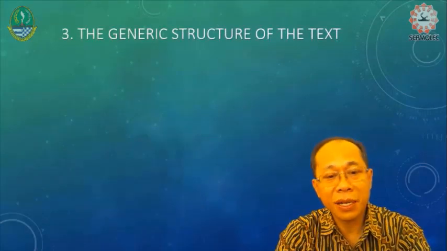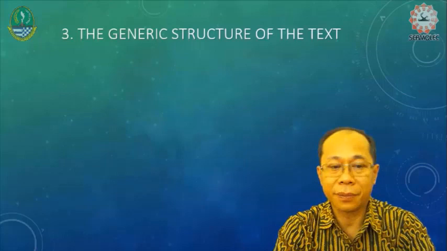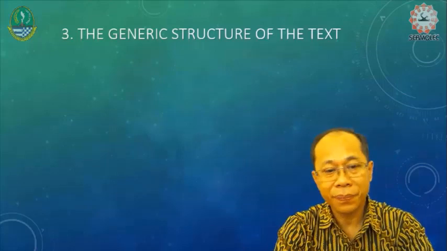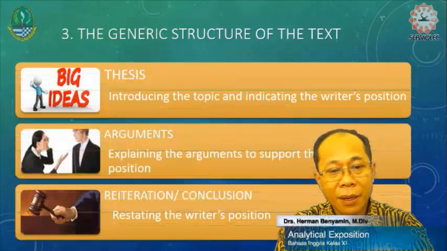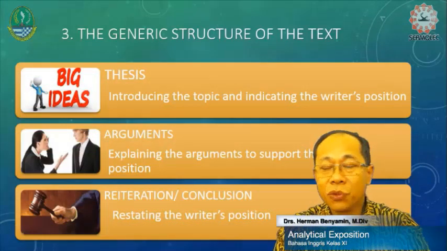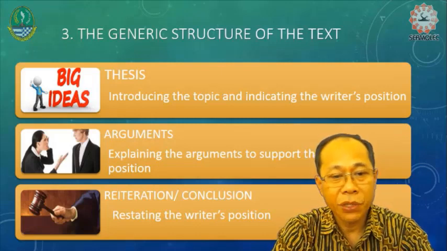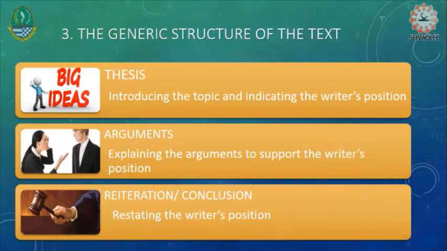Okay, what is the generic structure of the text? What is the structure of the text of analytical exposition? Okay, there are three parts of the generic structure of the text. First one is the thesis. Second one is the arguments, a set of arguments, and then the conclusion, or we also call it reiteration.